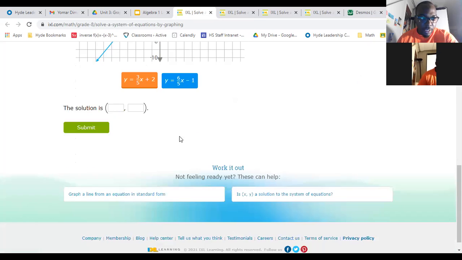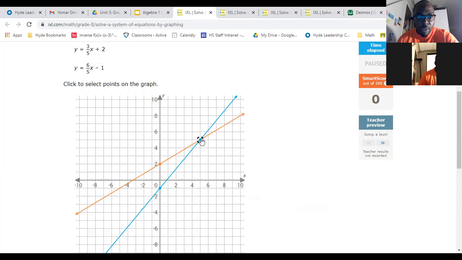Now, as you can see here, we have to give a solution. We have to give a solution point, which is an x value and a y value. That is where both lines cross, which is at this point. The x value here is 5 and the y value here is 5.